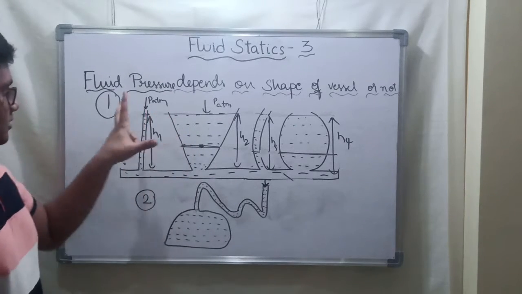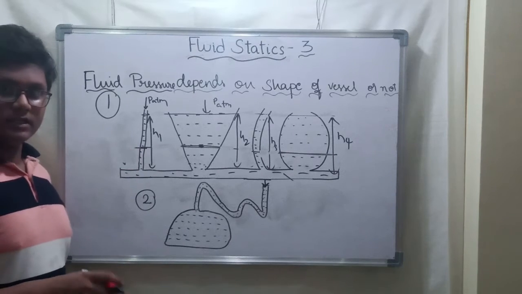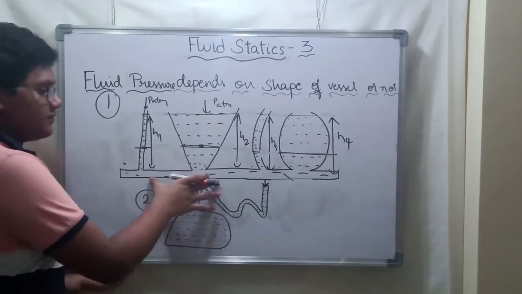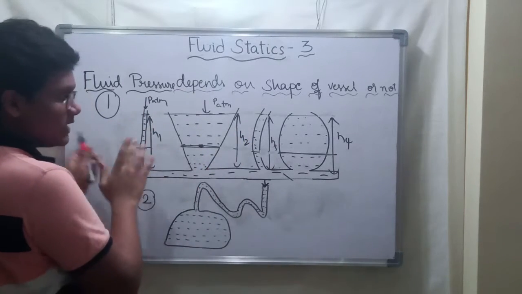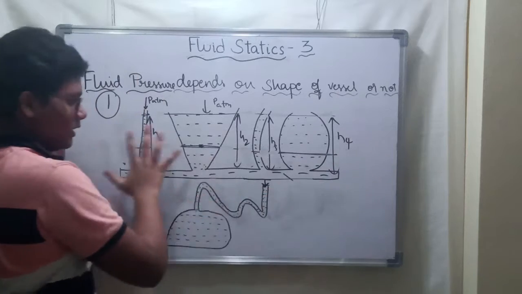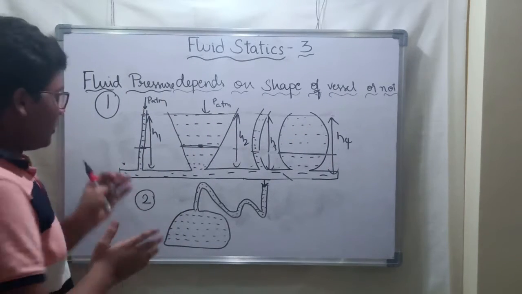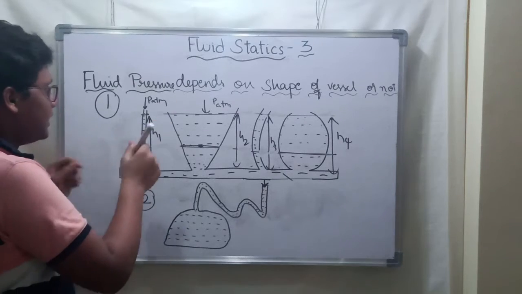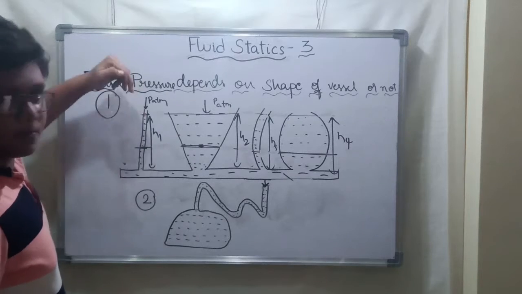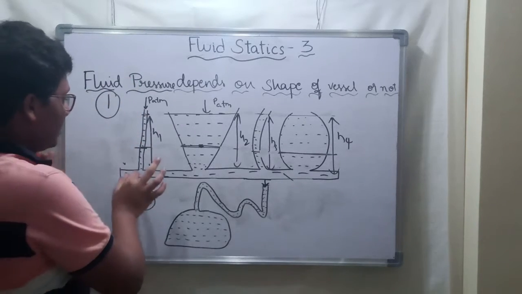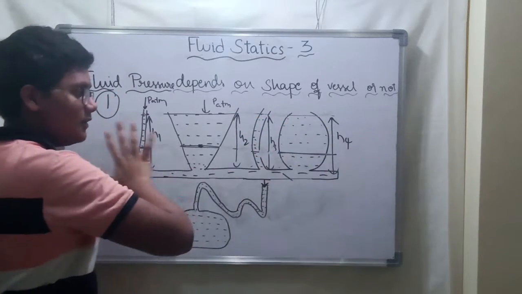This is a small case: does fluid pressure depend on the shape of the vessel or not? See, in this first one, these are of different shapes. This is all the same vessel in total, but the containers, these lids, are all of different shapes. From here we are pouring some liquid, and it fills through this. Totally, it was filled.